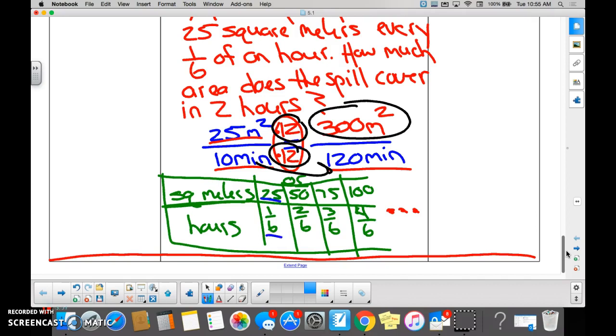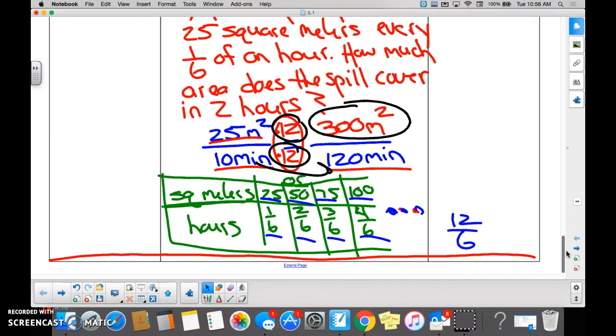25 square meters in 1/6 of an hour. In 2/6 of an hour, we would have 50. In 3/6 of an hour, we would have 75. In 4/6, we would have 100. And this thing is going to keep on going until you get to 12/6 of an hour, which is 2 hours, right? Yes. Okay, and I think Ariel and I did that together too, really quick, like in our heads, because it was easy numbers to count by. I went up by 6 or 10 minutes, and she went up by 25 square meters.